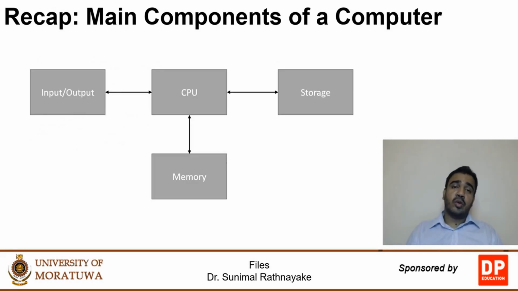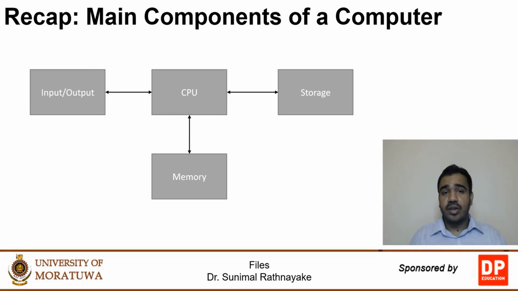Before we start talking about files, let me do a quick recap on the main components of a computer system, which you learned at the beginning of this course. This will help you understand the role of files in a computer system. Our modern computers mainly consist of 4 main subsystems: the central processing unit, the memory subsystem, the input-output devices, and the storage devices.